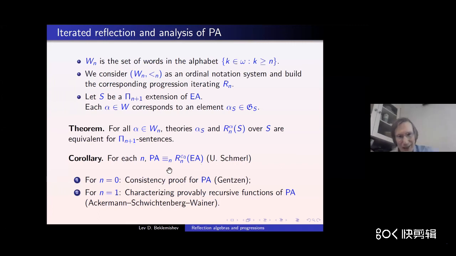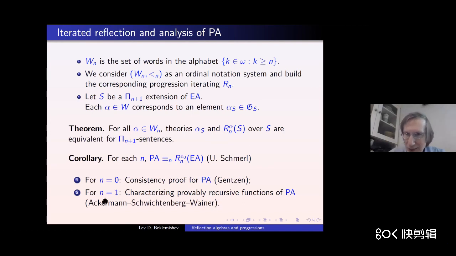Indeed, n equals 0 is the level of pi 1, and it shows that the consistency of PA is equivalent to epsilon naught plus 1 times iterated consistency of EA.